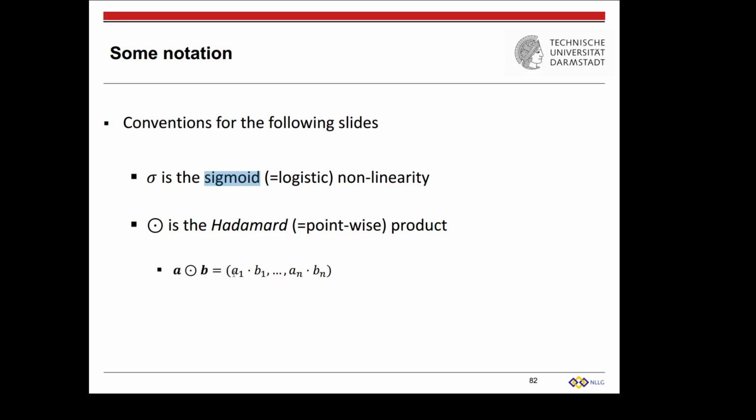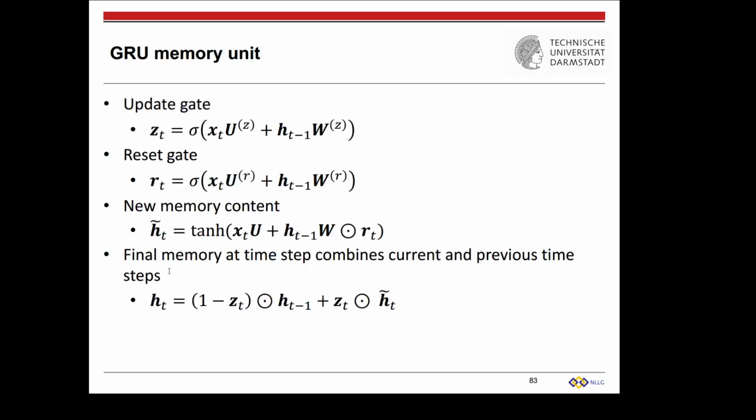The other notation that we need here is the pointwise or elementwise product, also called Hadamard product, between two vectors. You just take the products of the components, and you get a vector that has as components the products of the components of the individual vectors.